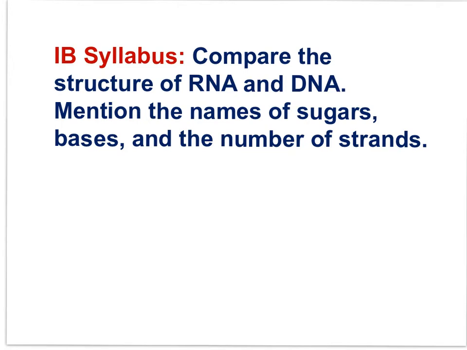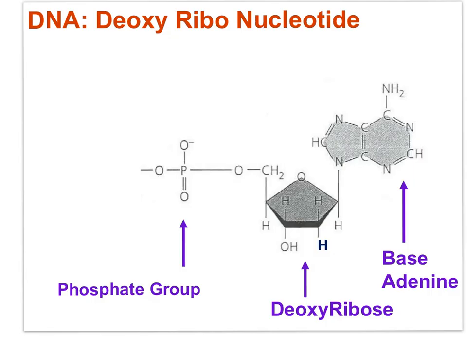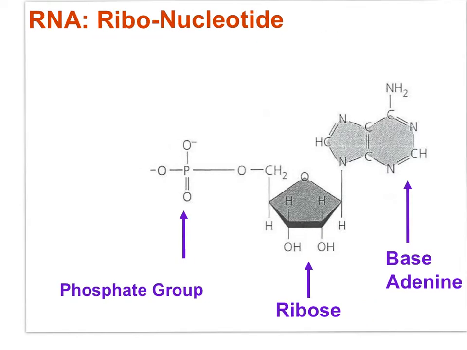Here's our first IB syllabus statement of significance to this movie. Compare the structure of RNA and DNA, mention the names of sugars, bases, and the number of strands. DNA is composed of deoxyribonucleotides. By now, you should recognize the components of a nucleotide. The second carbon of the deoxyribo sugar does not have an oxygen, thus deoxyribonucleotide. RNA is composed of ribonucleotides. The second carbon on the ribose sugar has an oxygen.